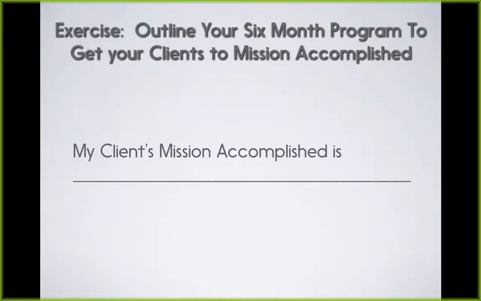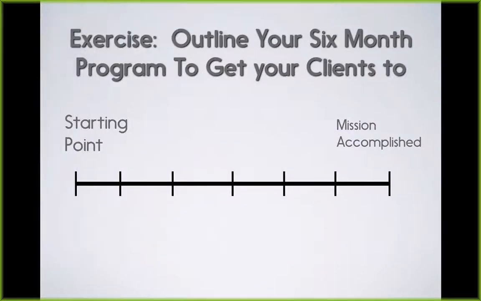Next, now we're going to lay out your starting point to your mission accomplished. And so what I want you to do right now is on the left-hand side, write the starting point. Where is your client now? And then what is mission accomplished? And because you have a 6-month program, just take a moment and just do this first pass. This is a brainstorming first pass, version 1.0.